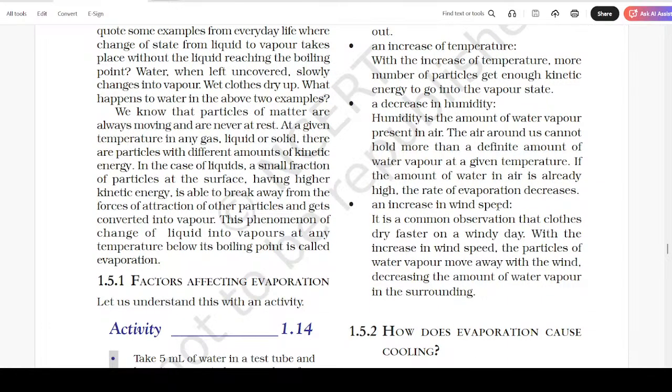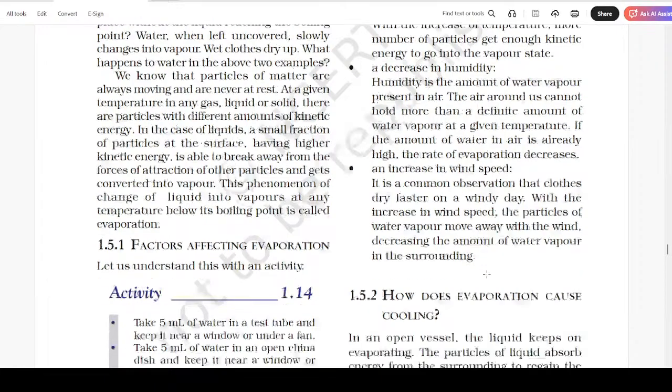An increase in wind speed. It is a common observation that clouds move faster on a windy day. With an increase in wind speed, the particles of water vapor move away with the wind, decreasing the amount of water vapor in the surroundings.